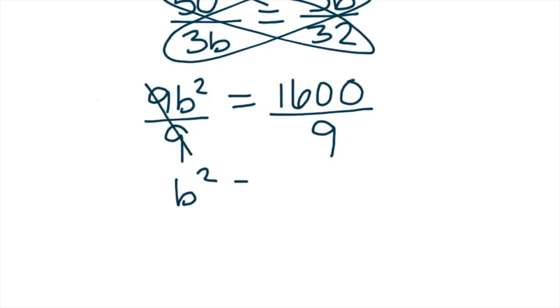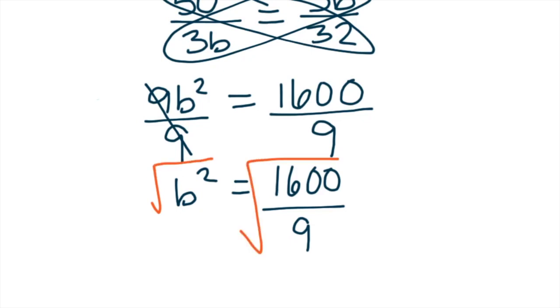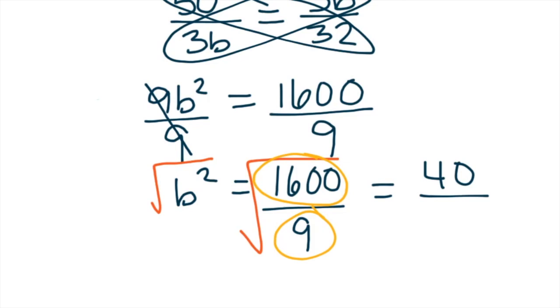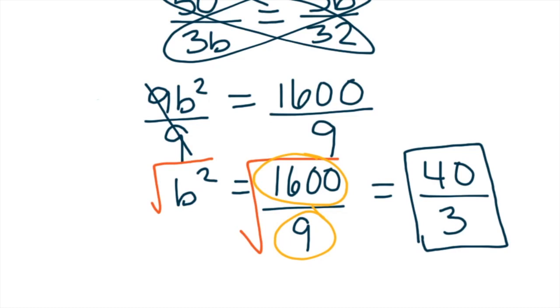And we have b squared is equal to 1600 over 9. Solving for b, we're going to take the square root of both sides. The square root of 1600 gives us 40, while the square root of 9 gives us 3. That leaves us with a side length of 40 thirds, or 40 over 3, which is exactly the same answer that we got when we used Pythagorean theorem.